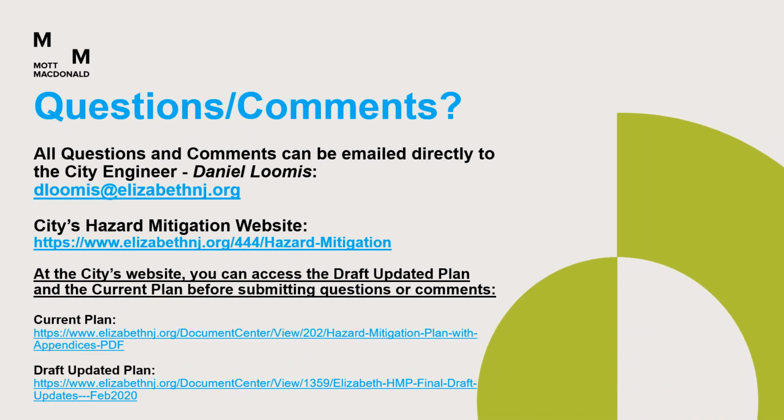If you have any questions or comments, you can email them directly to the city engineer, Daniel Loomis. His email address is shown below. You can also go directly to the city's hazard mitigation website, and on that website you can access the current plan or the draft updated plan to review, and then submit comments or questions directly to Dan Loomis.